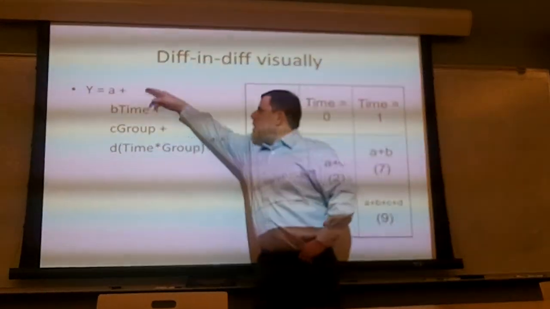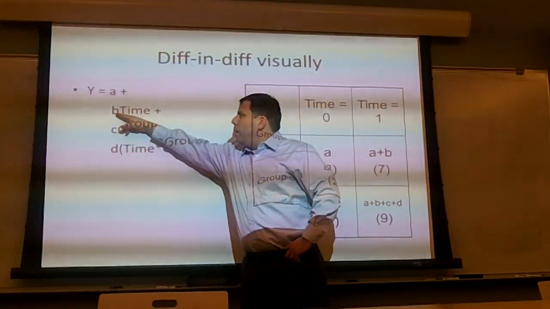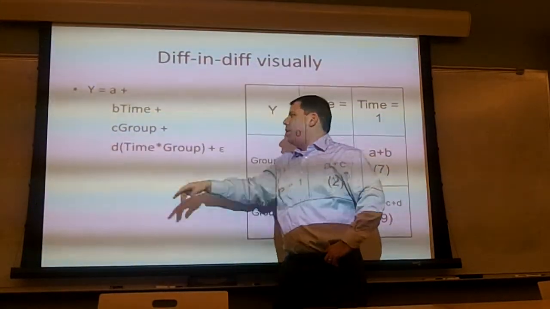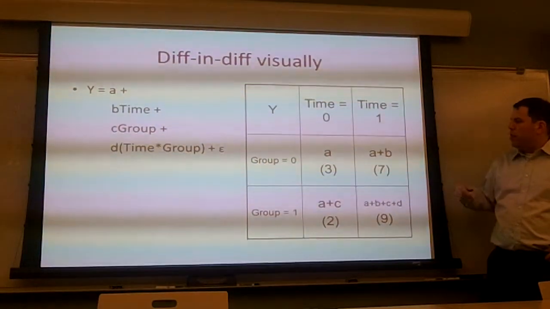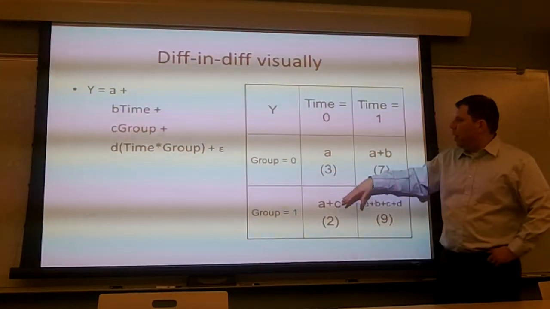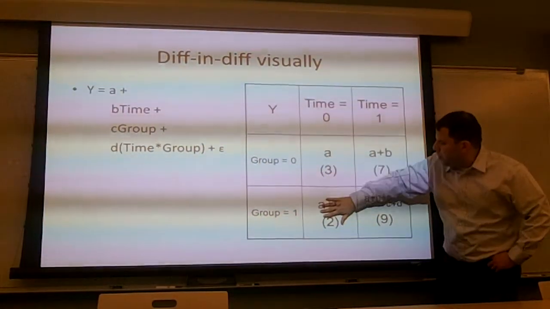So everybody gets the intercept plus 1 times B plus 0 times C plus 0 times D equals A plus B. Same thing for the bottom 2 rows in the control group. I'm sorry, the treatment group. This was the control group. This is the treatment group.